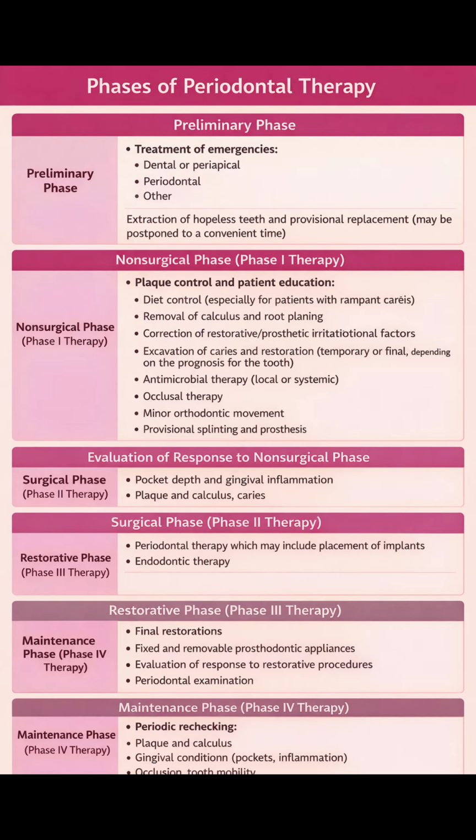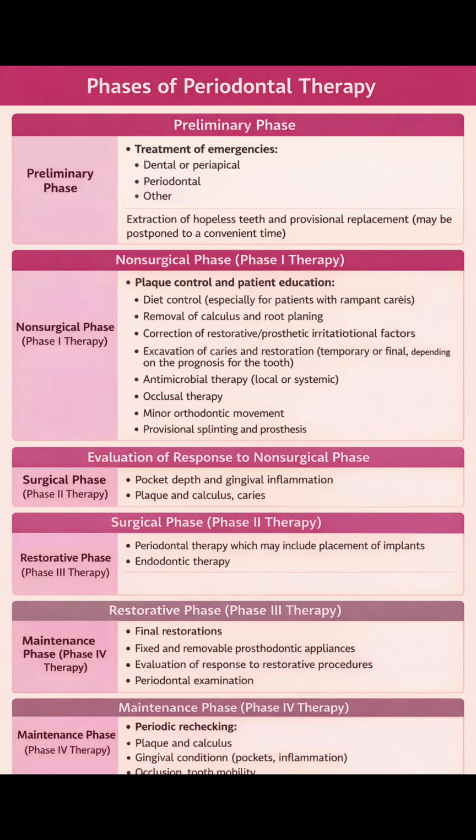Then comes phase 2, the surgical phase. This phase is indicated when deep pockets persist, bone defects remain, or inflammation does not resolve after phase 1 therapy. Surgical procedures may include flap surgery, osseous surgery, regenerative procedures, periodontal plastic surgery, and implant placement when indicated.